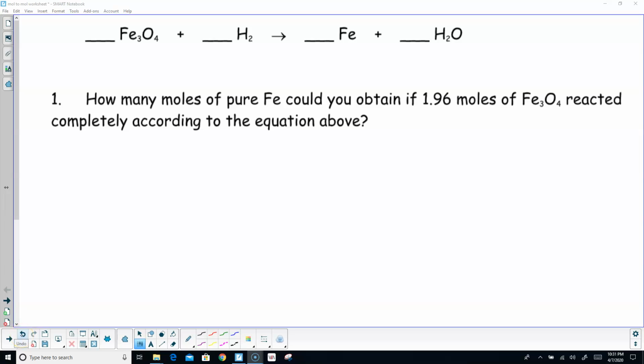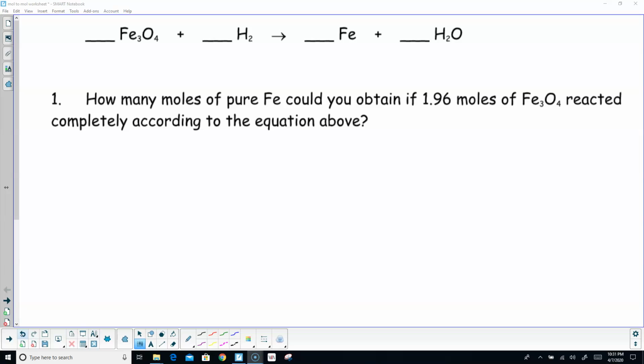All right, this is the solution guide for the mole-to-mole stoichiometric practice sheet. I'll work through these problems so you can see how they work. First thing you have to be aware of in order to solve any stoich problem, you have to start with a balanced formula equation. Let's take a look at this.